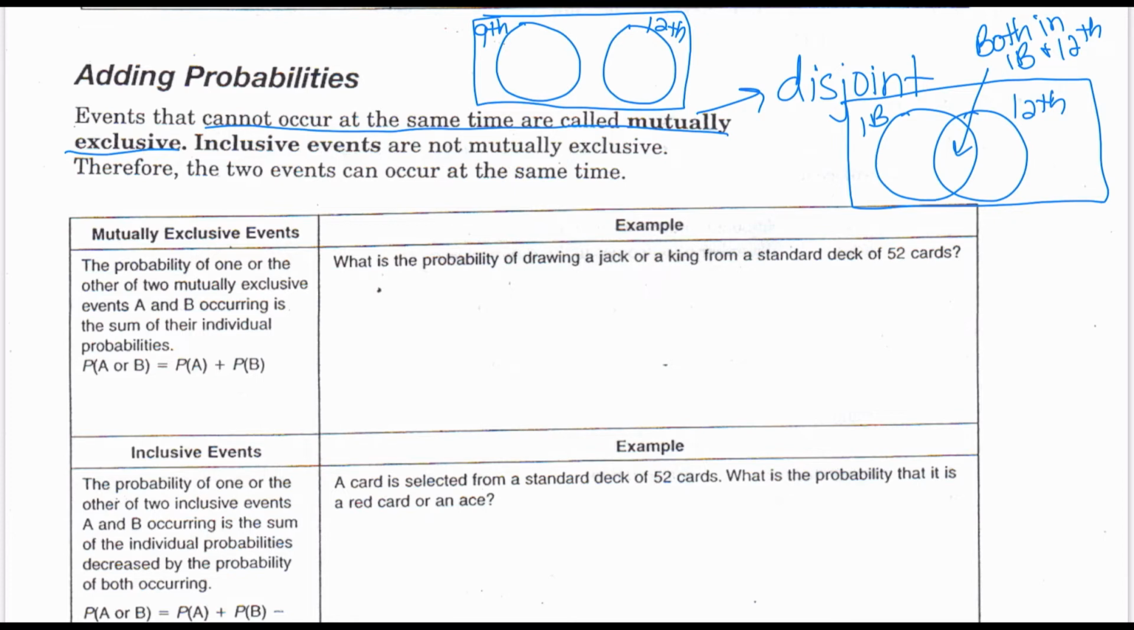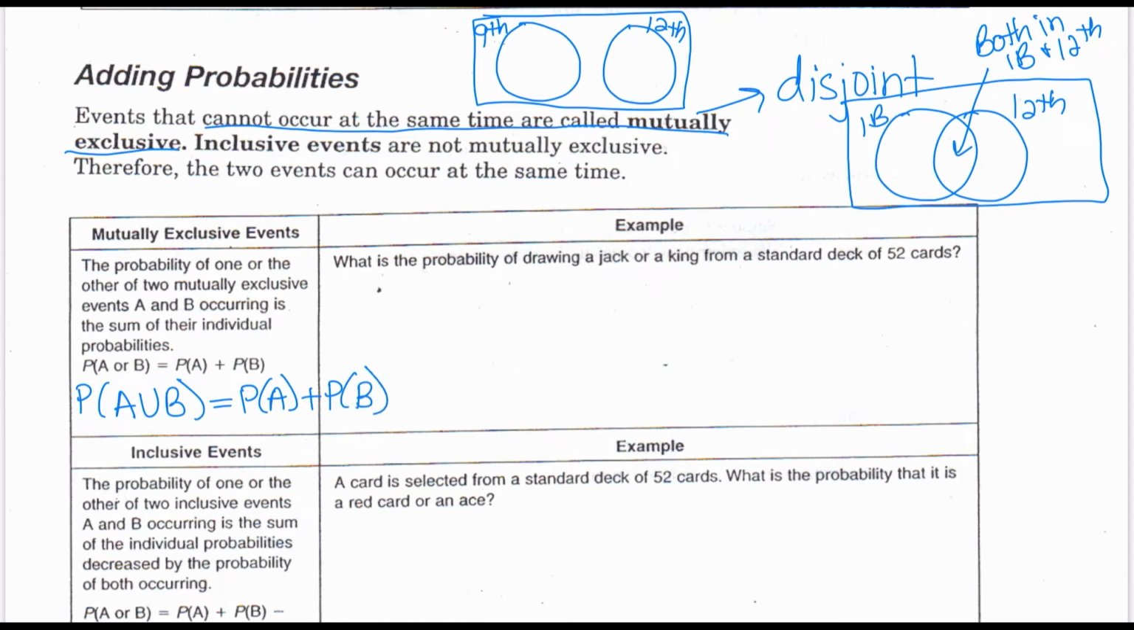So the probability of A or B is equal to the probability of A plus the probability of B. And in symbols, it's A or, which is union, B. Every time you hear "or" in probability, it means that you're going to add.